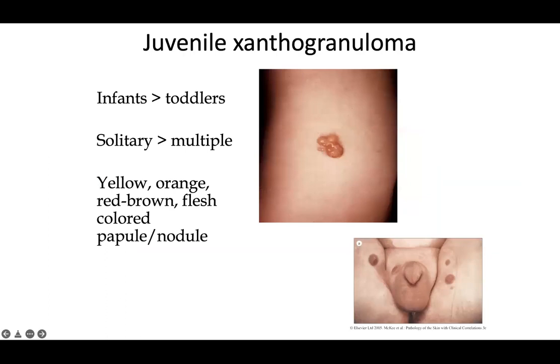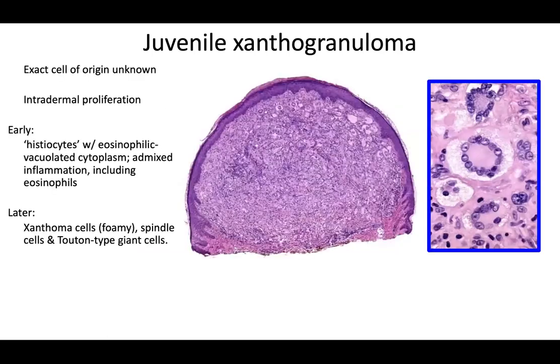Moving on to juvenile xanthogranuloma. So these are on infants and toddlers. They show solitary papules, yellow, orange, reddish-brown, flesh-colored papules and nodules. On histopathology, you have intradermal proliferation. The exact cell origin is still not completely understood, but you have tons of histiocytes with eosinophilic vacuolated cytoplasm, mixed with inflammation of various types of cells, including eosinophils. Later, you have more xanthoma cell presence with spindle cells and the Touton type giant cells.